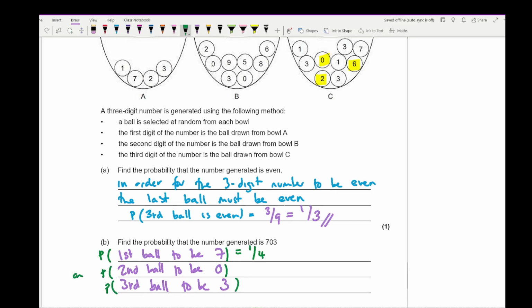And the probability that the second ball is a 0, well, there's 2 out of 8. And for the third ball to be a 3, there are 3 out of 9. And what we then want to do is multiply those 3 probabilities together, giving us a grand answer of 1 over 48.